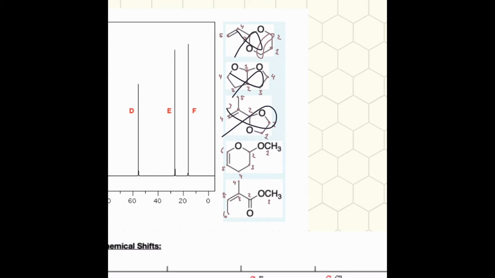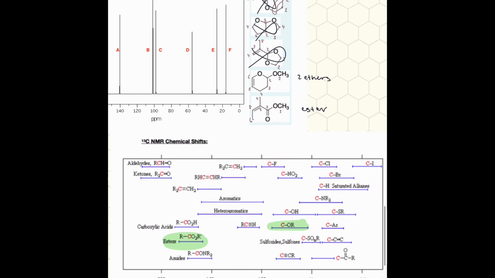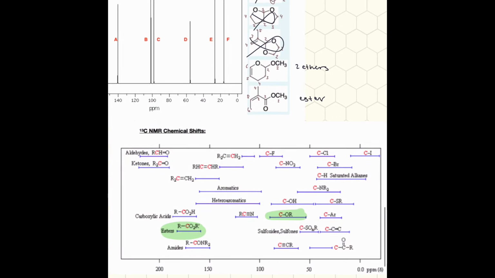And how I like to do it so I stay organized, especially on tests, is that I write down the functional groups beside them. So the first one has two ethers, and the last one has an ester. So with that, we can look at the chemical shift NMR for carbons and see where our functional groups are and where they correspond to.